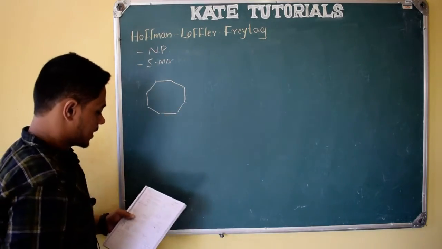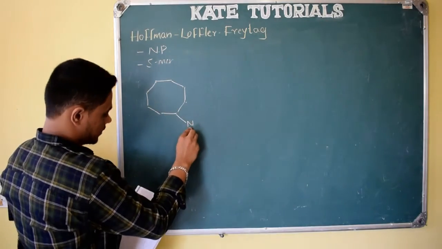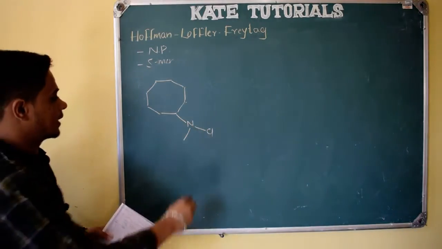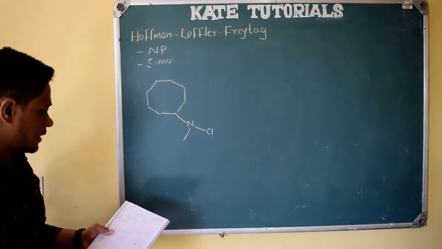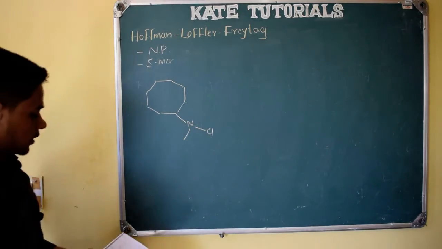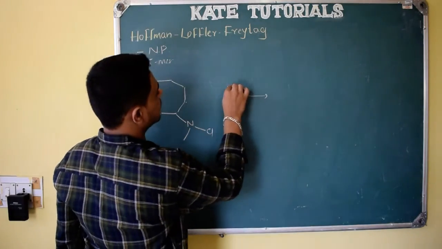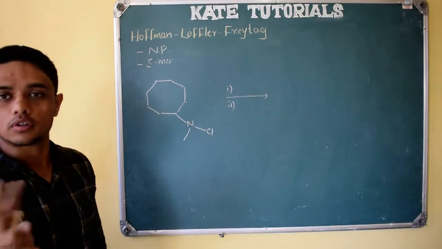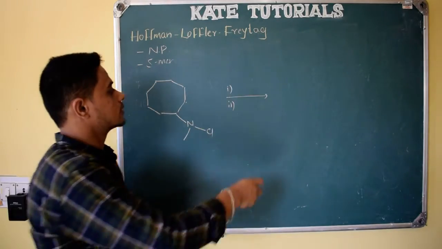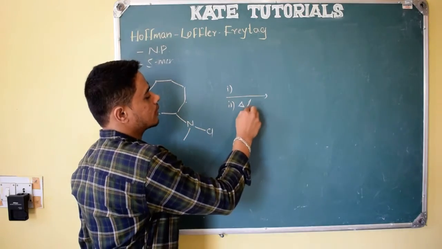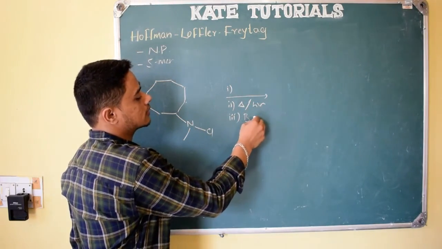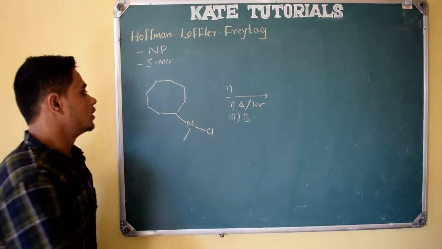This is an 8-membered ring, and here is nitrogen attached with a methyl and a chlorine heteroatom, and it has its lone pair, no doubt. Here they have given the same conditions: H2SO4 acid, second thermal or photochemical. In both conditions the same reaction will happen, and the third condition is a mild base. So what happens here?